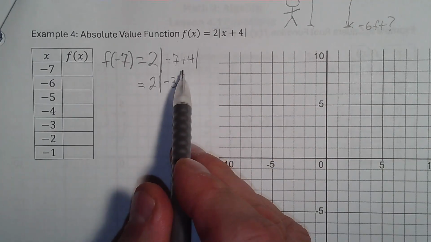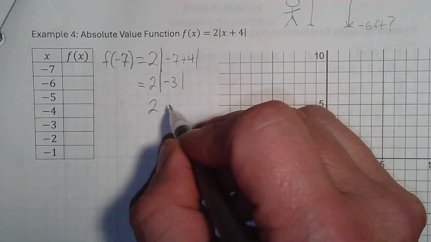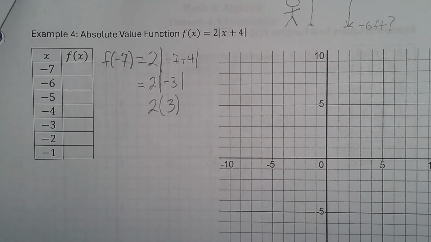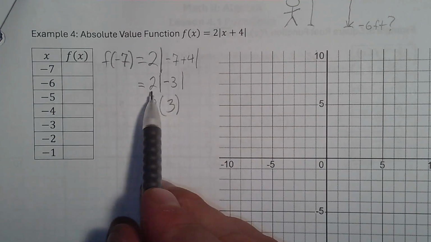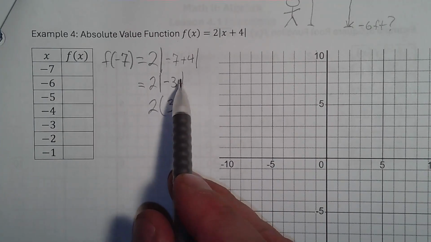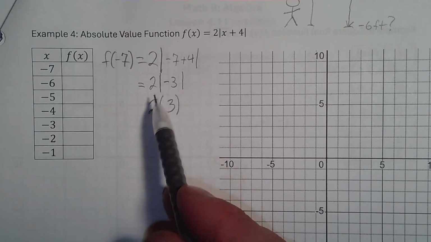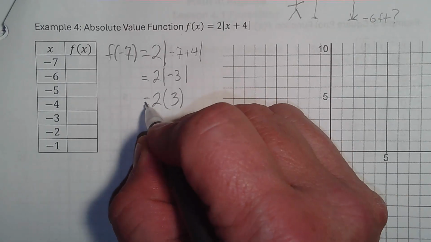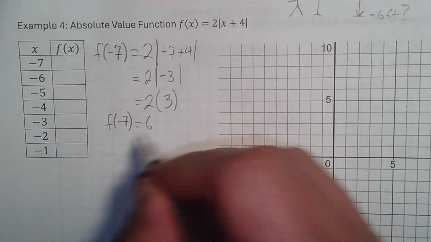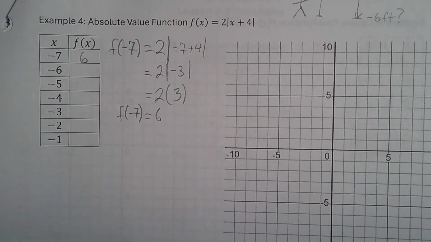Now that we've simplified this, we're ready to do our absolute value. What's the absolute value of -3? It's 3. And we're going to change the absolute value to a parentheses. This is still multiplication. This is 2 times whatever this winds up being. So you do evaluate the absolute value after the parentheses step. And now 2 times 3 is 6. So f of -7 is 6. And we can add that to our table.